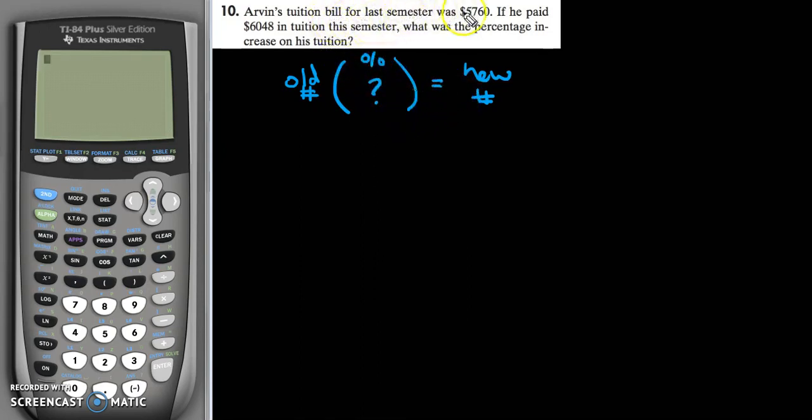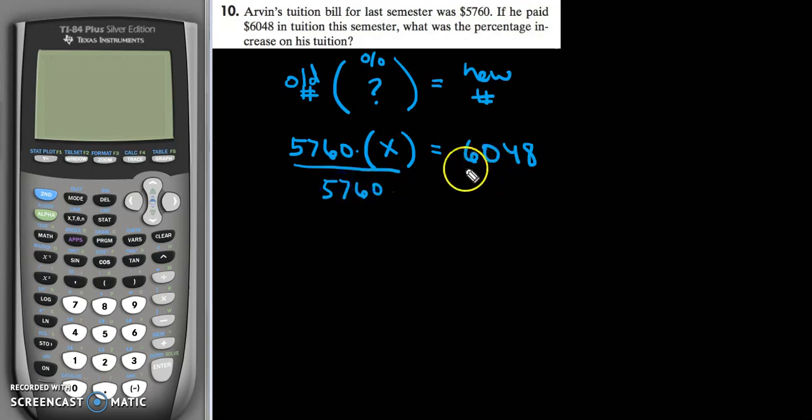So his tuition bill for last semester was $57.60. This semester, it's $60.48. So $57.60 was the old number, times the percent, we'll just call it X since we don't know what it is. And then the new number was $60.48. And so it's pretty easy to see, all I have to do to get X by itself is divide by $57.60 on both sides since it's multiplied by that. The real thing will come in interpreting our answer.